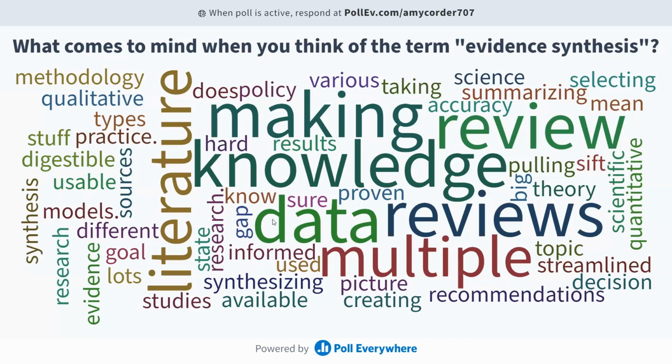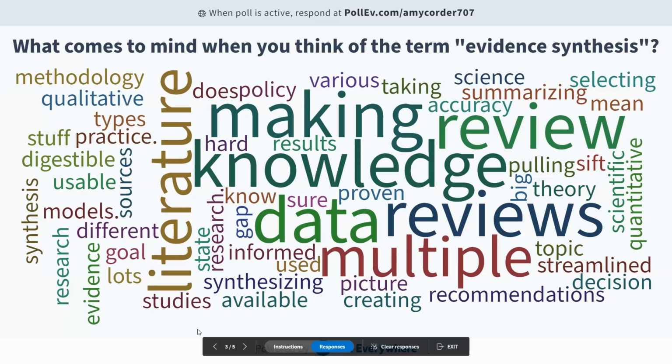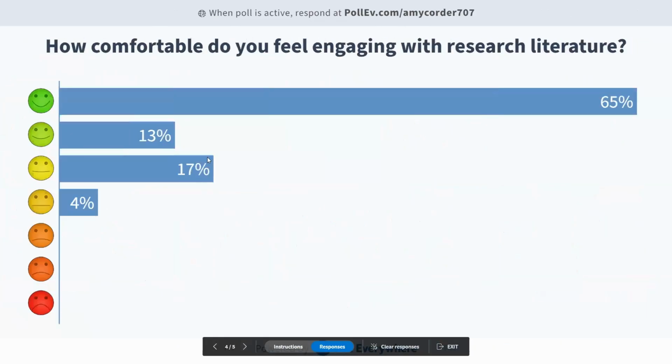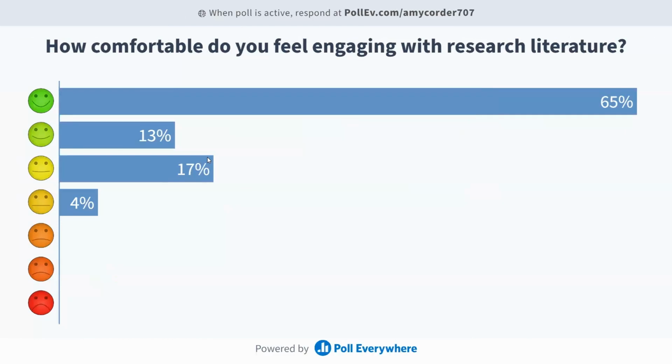It made a word cloud. So literature, data, knowledge, review and reviews, making, multiple. Those are kind of the big words, but you can see a few other smaller words: recommendations, summarizing, accuracy, evidence. So you can see a lot of different things, and somebody said big as well. So yeah, I'd say just interesting to see what everybody's kind of thinking about this type of research. And how comfortable do you feel engaging with research literature?